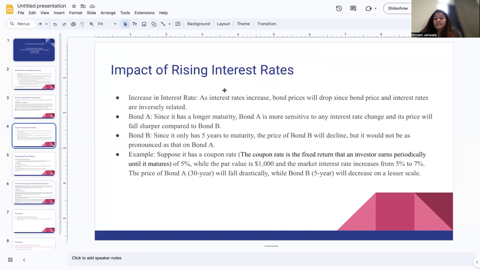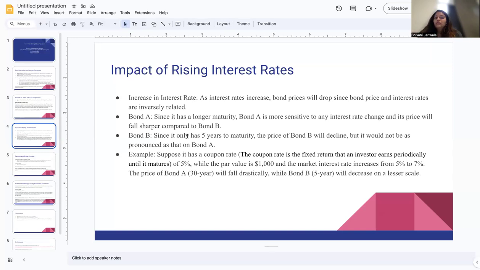Impact of rising interest rates. Definitely, as I said, if interest rates are increasing, the bond price will come down, since bond prices and interest rates are inversely related. Bond A has a longer maturity period of 30 years, so it is more sensitive and will come in contact with many of the interest rate changes. Thus, its price will fall more sharply than bond B.